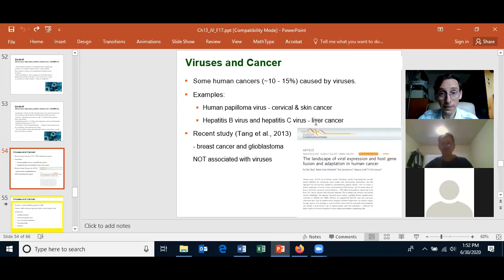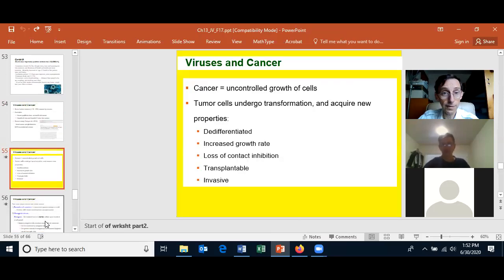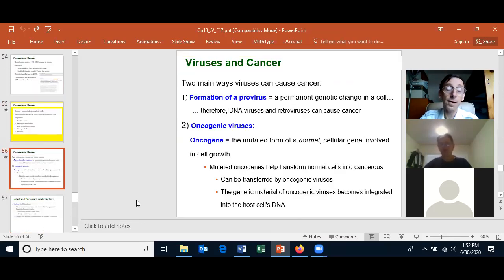Other cancers, like liver cancer, are frequently caused by a virus. But there are some cancers, like breast cancer and glioblastoma, that are not associated with viruses. Any questions about that? We already talked about that.